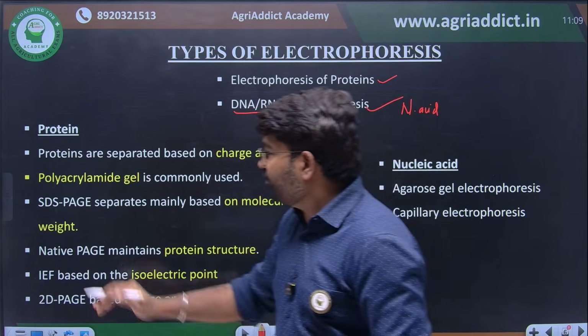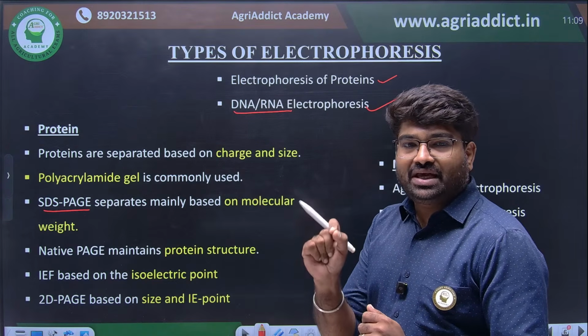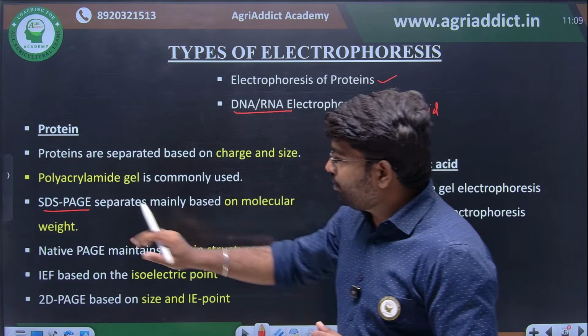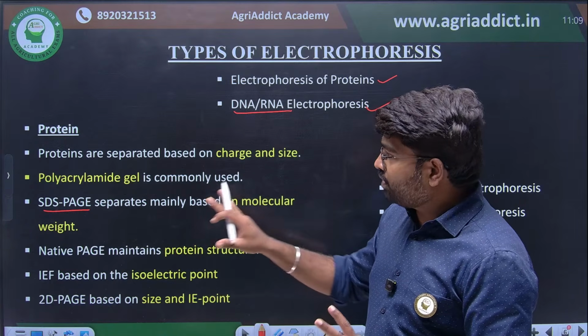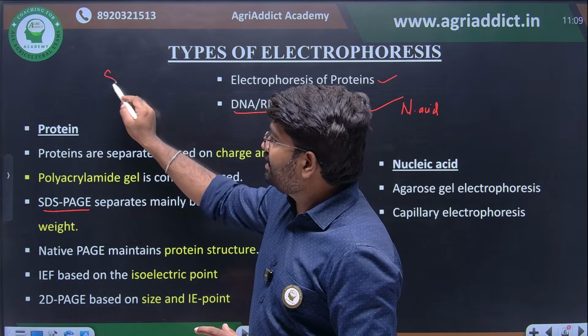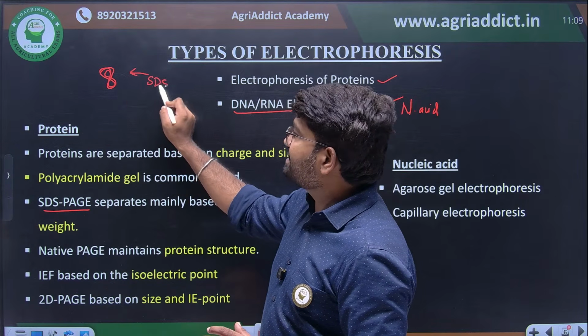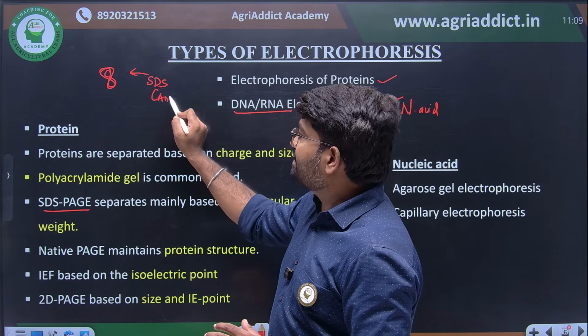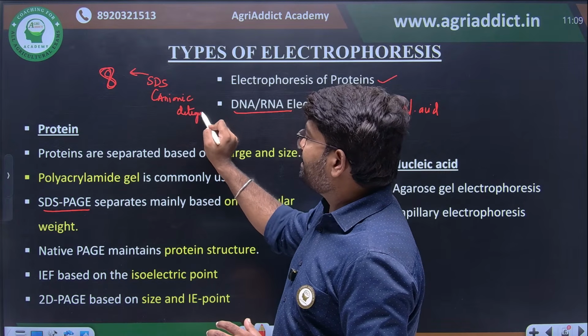You see, there are different techniques. For example, SDS PAGE. SDS means sodium dodecyl sulfate polyacrylamide gel electrophoresis. Here, our protein molecule will be there. This we will treat with SDS molecule. SDS is an anionic detergent. This is another important objective point. It's an anionic detergent.